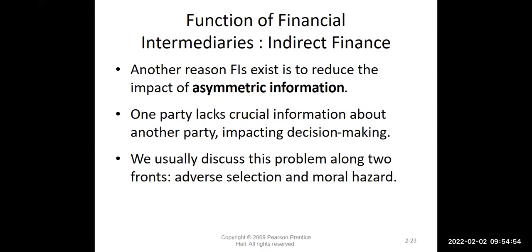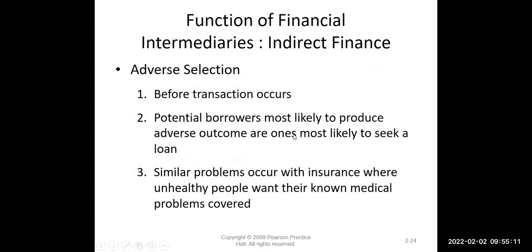Similarly, when you make investments, it is a very big problem that you don't have information that other parties do. So it is very important that you go to indirect finance and to financial intermediaries, because they try to deal with this kind of problem. When you think about asymmetric information, there are two types: adverse selection and moral hazard.